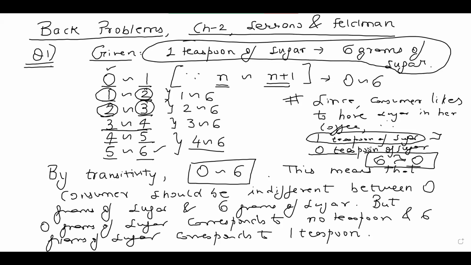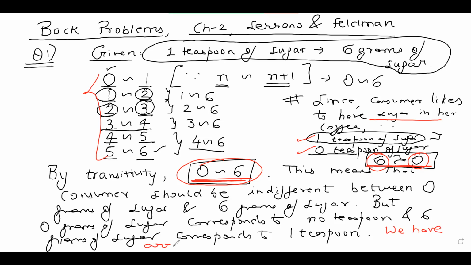So are we arriving at a contradiction? Yes, look at this. By transitivity, the consumer should be indifferent between 0 and 6 grams. But in the beginning of the question, we were given that the consumer likes to have sugar in her coffee. That means for this consumer, 1 teaspoon of sugar should give more satisfaction than 0 teaspoon of sugar. 1 teaspoon contains 6 grams, 0 teaspoon contains 0 grams. For this consumer, 6 should be preferred over 0. But by transitivity, the consumer should be indifferent. So therefore, we have arrived at a contradiction.